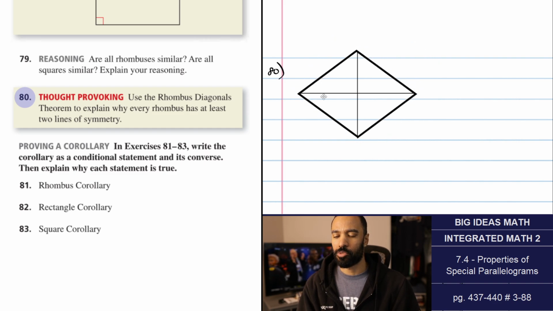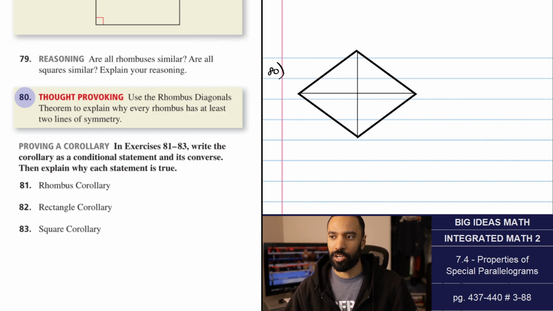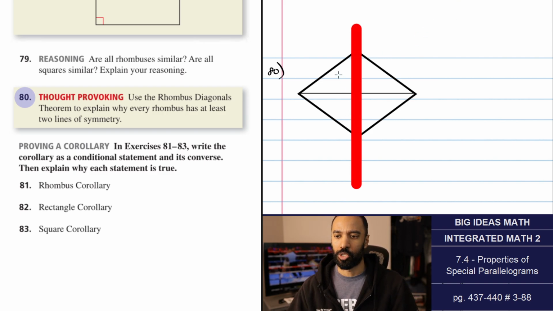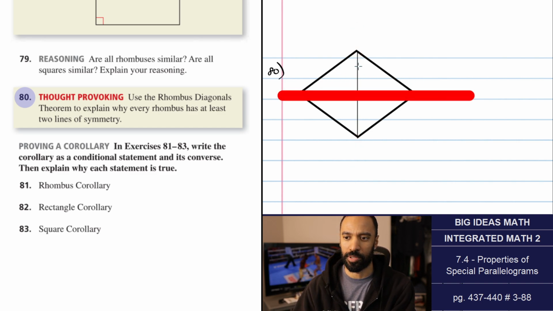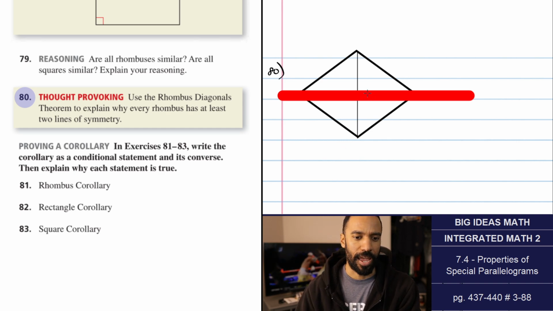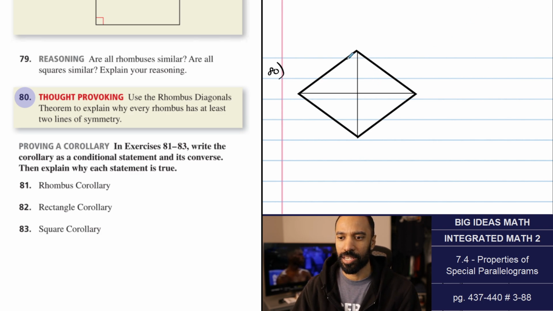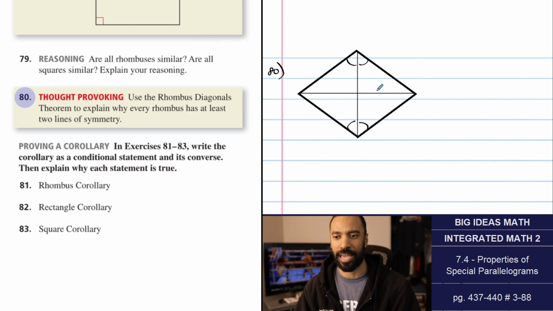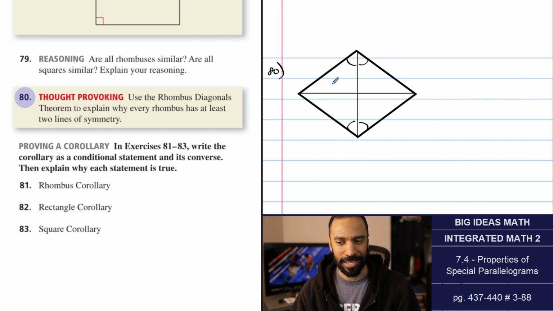Okay, so here's my rhombus, and then I have my diagonals, right? Now they have 2 lines of symmetry. Here's one line of symmetry, which means that this is a reflection of this. And then here's another line of symmetry, which means this is a reflection of that. They flip over those lines. Use the theorem to explain why every rhombus has at least 2 lines of symmetry, because it bisects the diagonals. So this is congruent to that, this is congruent to that, and it creates that aspect of symmetry there because of the bisecting part.